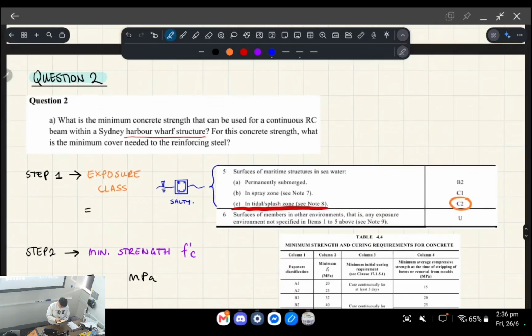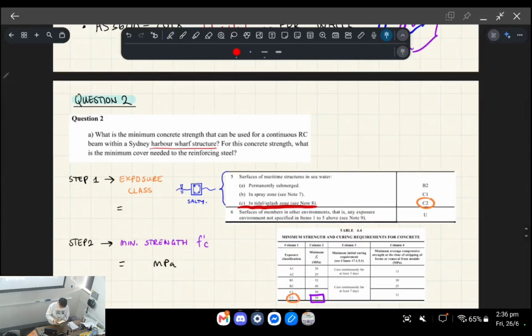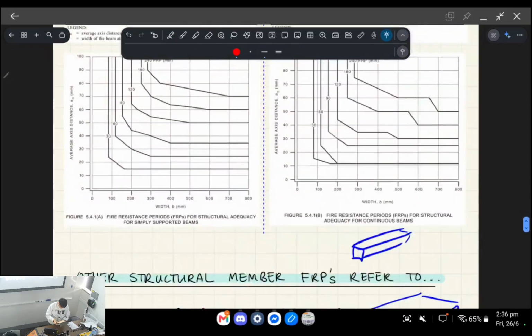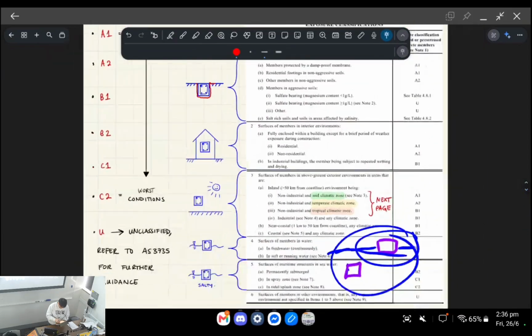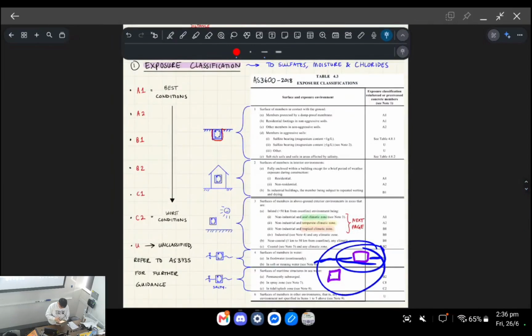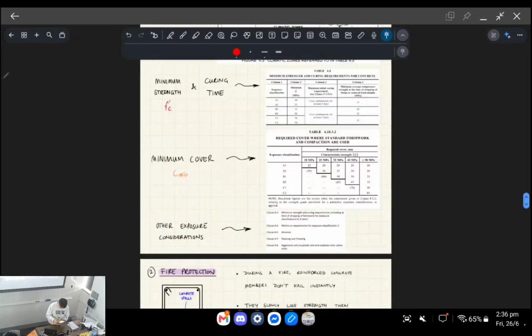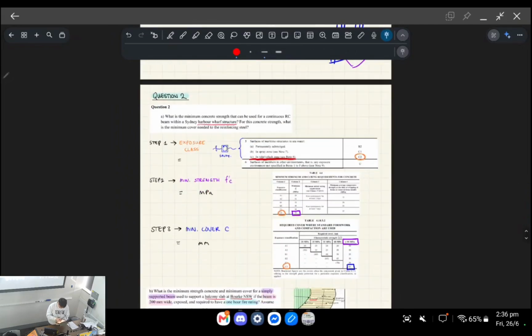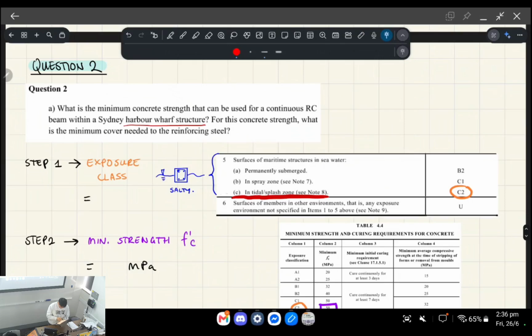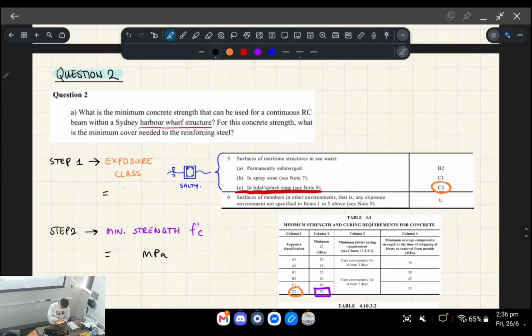Okay, so in the first step, we identify the exposure class. Just to give you a bit of a recap, we look at this big table and figure out what subcategory we're dealing with. In this case, we're dealing with case 5, I believe. A Sydney Harbour Wharf structure would fall under the tidal splash zone. So it's essentially the worst case scenario, which is exposure class C2.